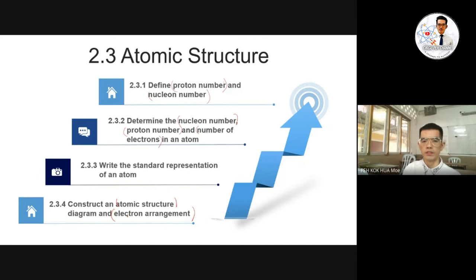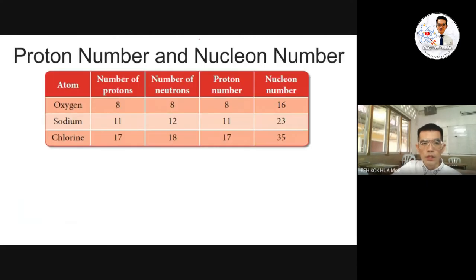Okay, so this is what you have to take note of in this subtopic. Proton numbers and neutron numbers. Here you can look at the atom of oxygen. Oxygen consists of 8 protons and 8 neutrons. So the proton number will be the same as the number of protons, and the neutron number is 16. It comes from the addition of the proton number and neutron number, so 8 plus 8 becomes 16.